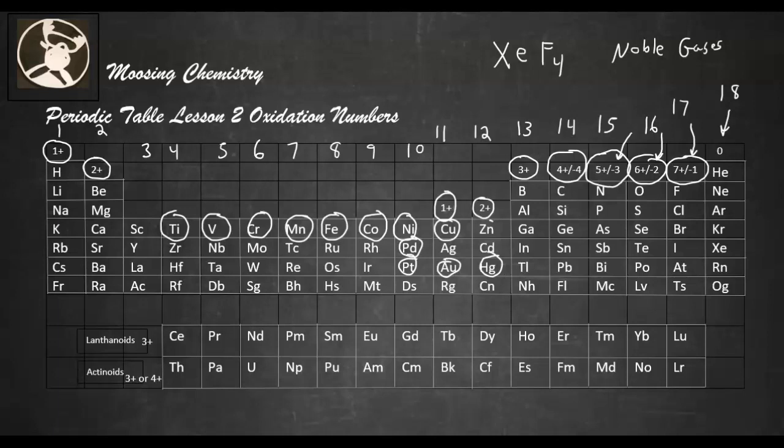Okay, so now, let's go back and let's look at some more exceptions. This time we're going to be looking at exceptions in the P block. That's from groups 13 through group 18. That's the P block elements, right? So what exceptions are out there? Well, let's take a good look here.